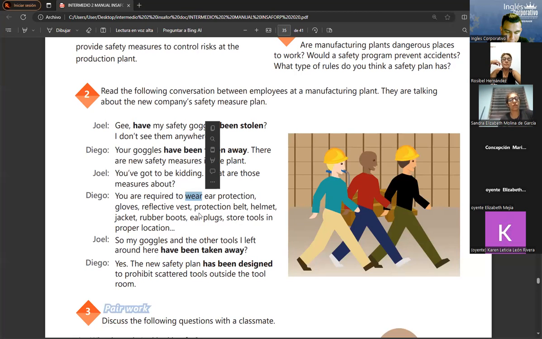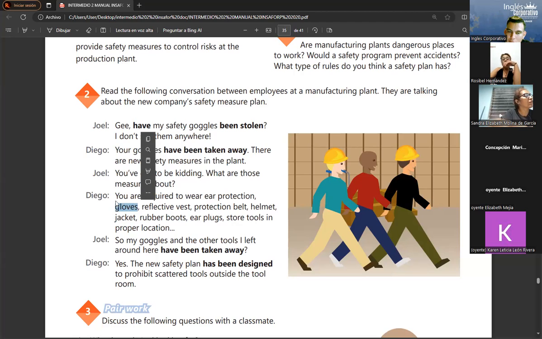Wore. Ok, wore. For example, puede decir, ayer me puse una camisa negra. Bueno, yesterday I wore a black t-shirt. Two weeks ago, I wore a dress, my favorite dress. Ok, etc.